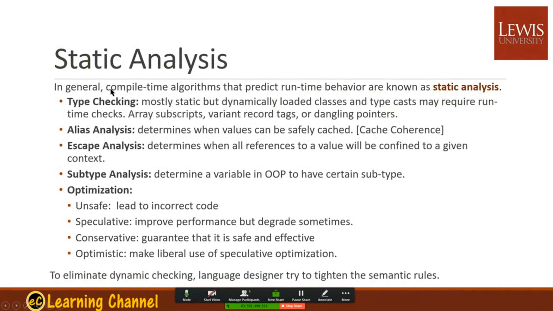Static analysis. In general, compile time algorithms that predict runtime behavior are known as static analysis. Type checking, alias analysis, escape analysis, subtype analysis, and optimization. These are different static analyses. So let's look at type checking. Most is static, but dynamically loaded classes and typecasts may require a runtime check. Okay, so array subscript, variant record tags, and dangling pointers.